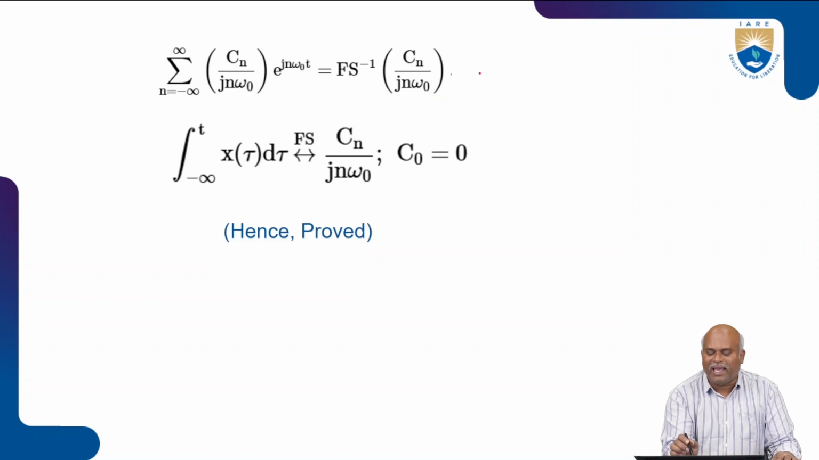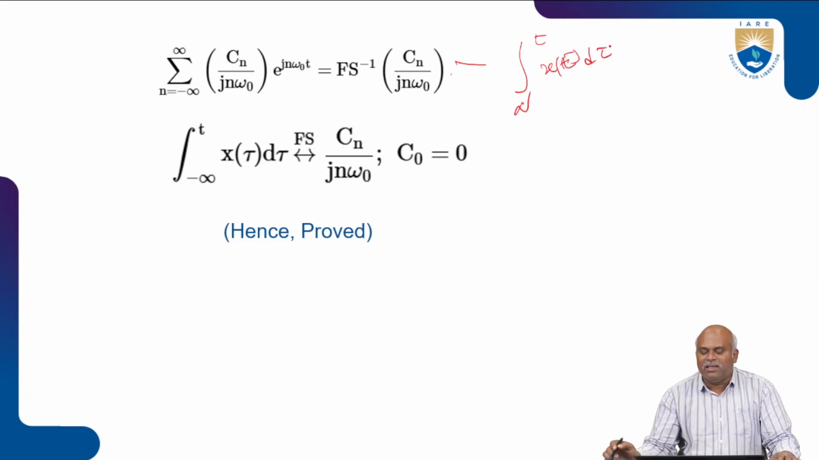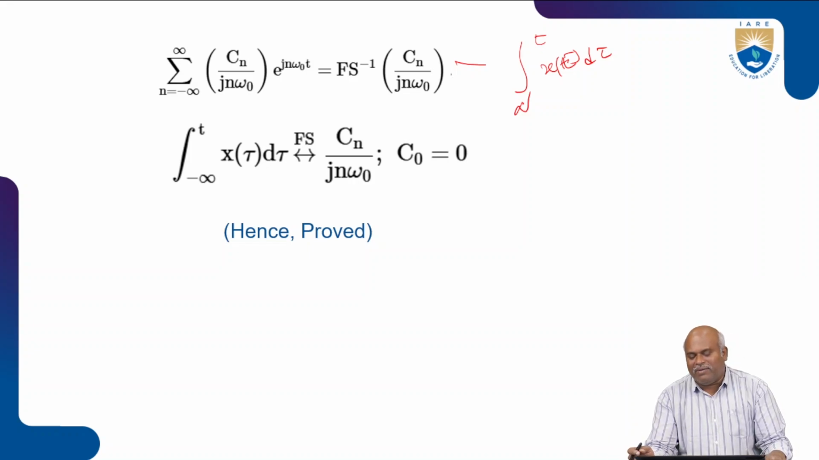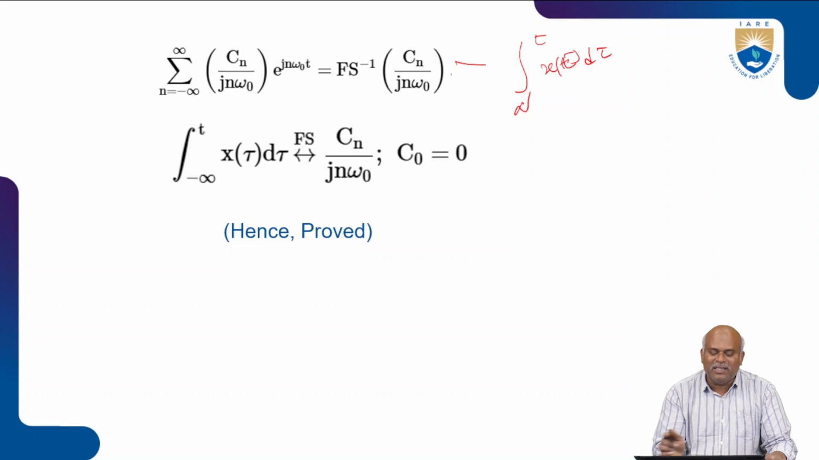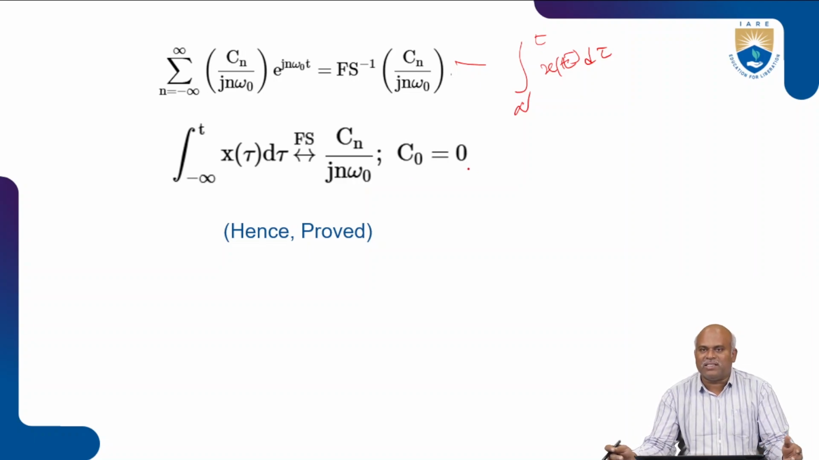If we take it, we get the integration from minus infinity to t of x of tau d tau. This is the case we represent as the time integral property of Fourier series. Finally, I should write our equation, the integral property equation: the integration from minus infinity to t of x of tau d tau has Fourier series C of n divided by j n omega 0, when C of 0 is equal to 0. Hence the time integral property is proved.